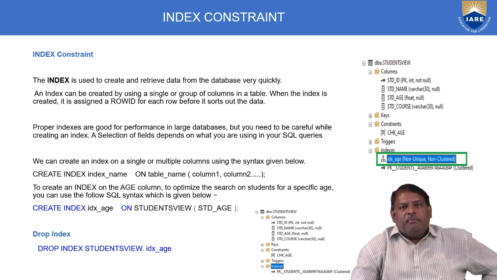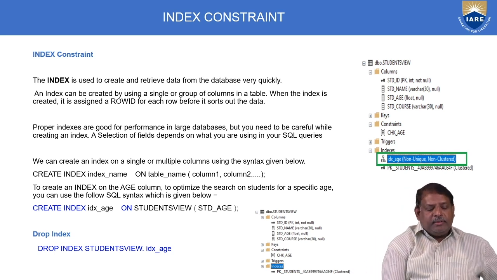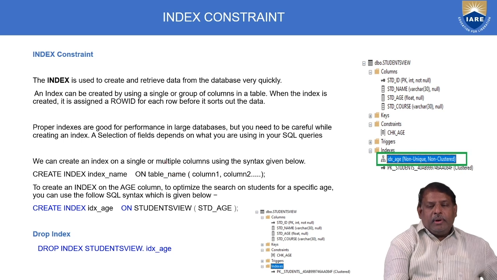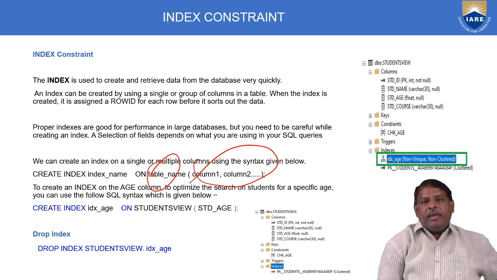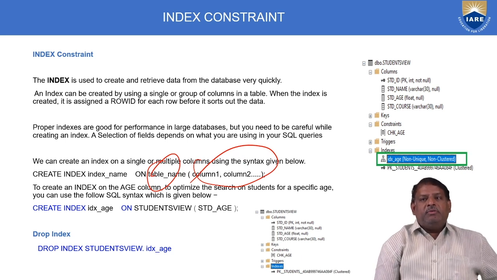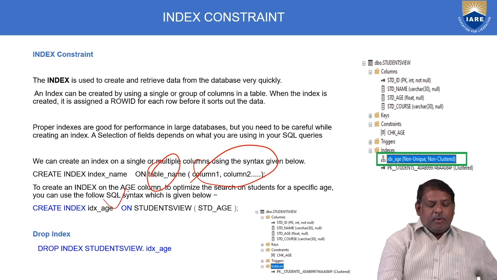Proper indexes are good for performance in a large database. But you need to be careful while creating an index. The selection of fields depends on what you are using in your SQL queries. You can create an index on a single or multiple columns using the syntax: create index name on table name, and the name of the column you want to index. To create an index on the age column to optimize the search on students for a specific age, you can use the following SQL syntax: create index name on table name student, column name std age.